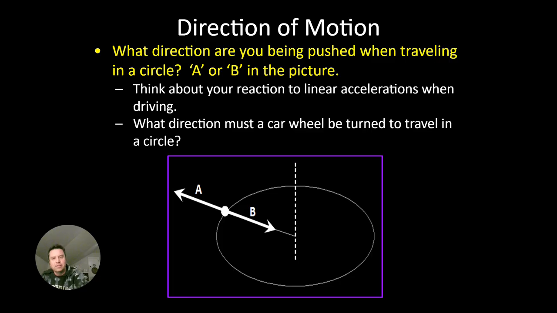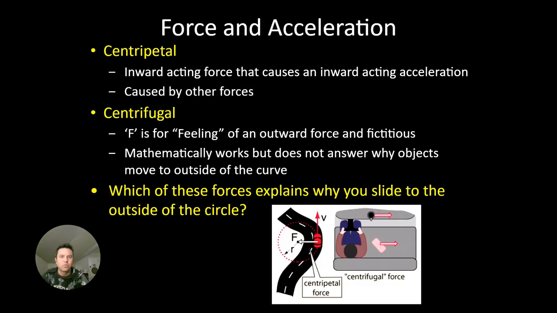I'll give you the example here: in a car, you want that car to go in a constant circle to the left, right? You would turn the wheel into the center. You don't turn it out. If you turn it out, you're going to go out of the circle. If you keep turning it in towards the center, the car will go in a circle. So the direction we are actually being pushed is in towards the center.